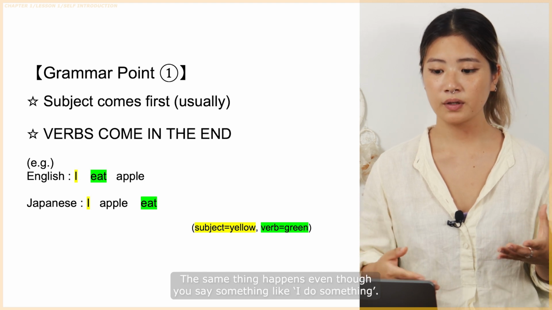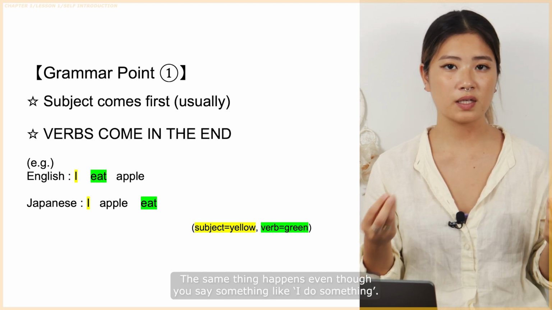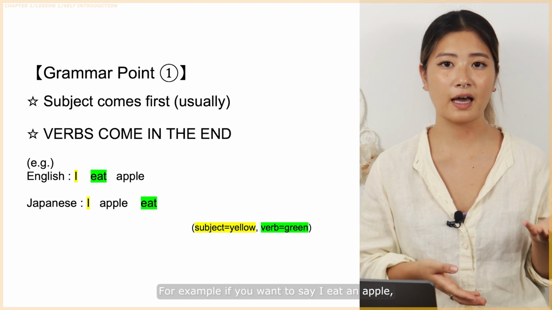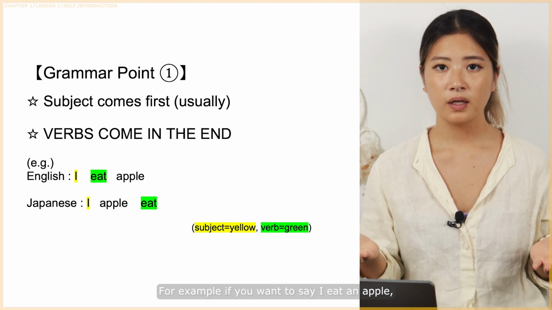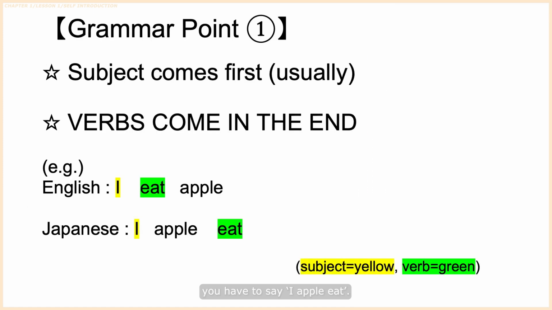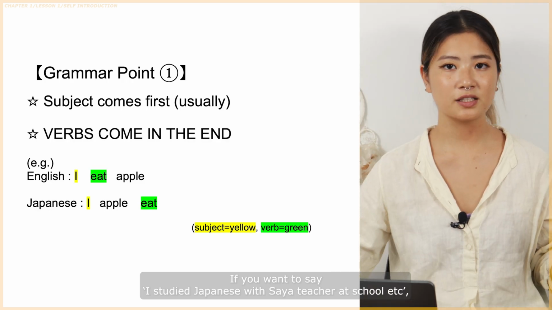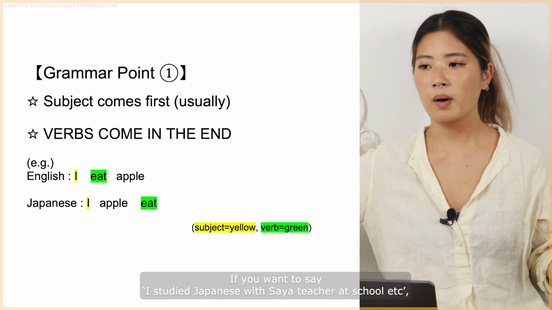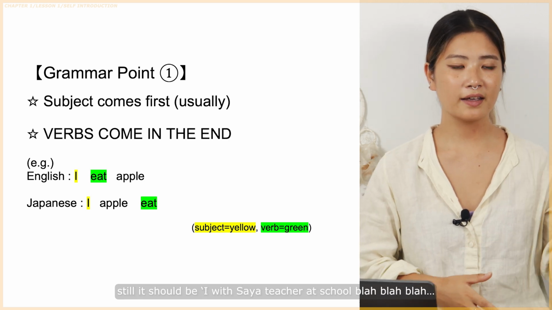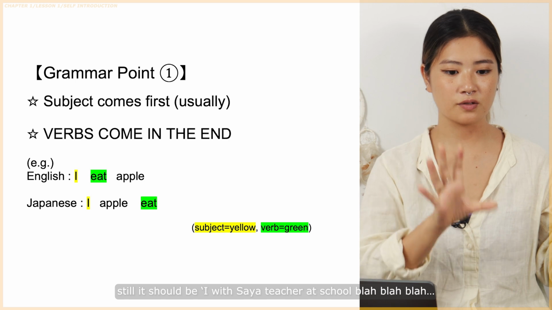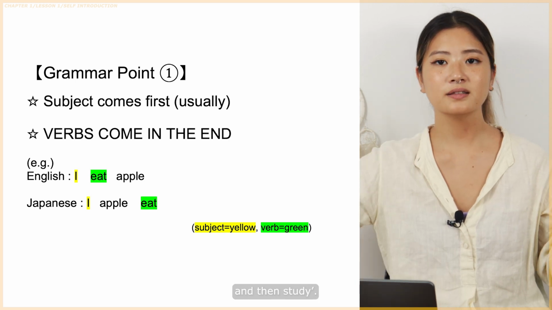Same thing happens even if you say "I do something." For example, if you wanna say "I eat an apple," you have to say "I apple eat." No matter how many elements there are in the sentence, verbs still come in the end. If you wanna say "I studied Japanese with Saya teacher at school, blah blah blah," still it should be "I, with Saya teacher at school, blah blah blah blah, and then study."